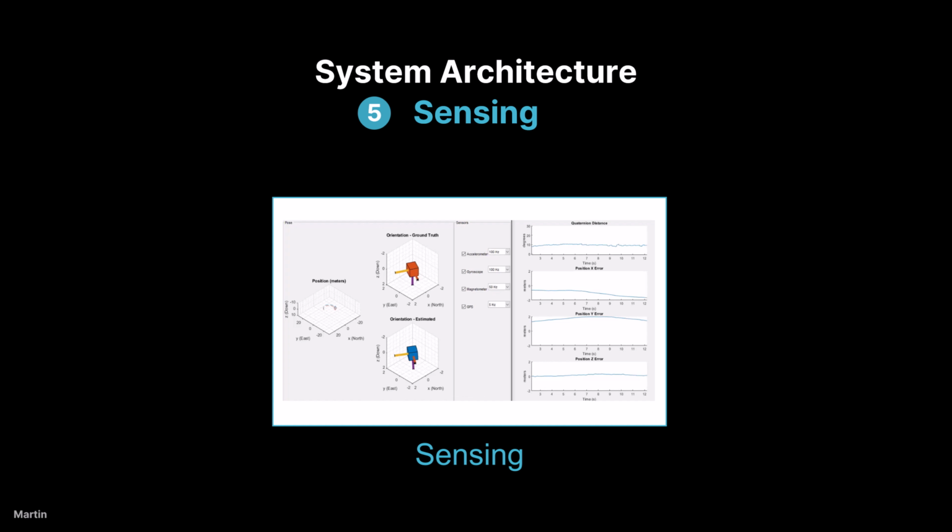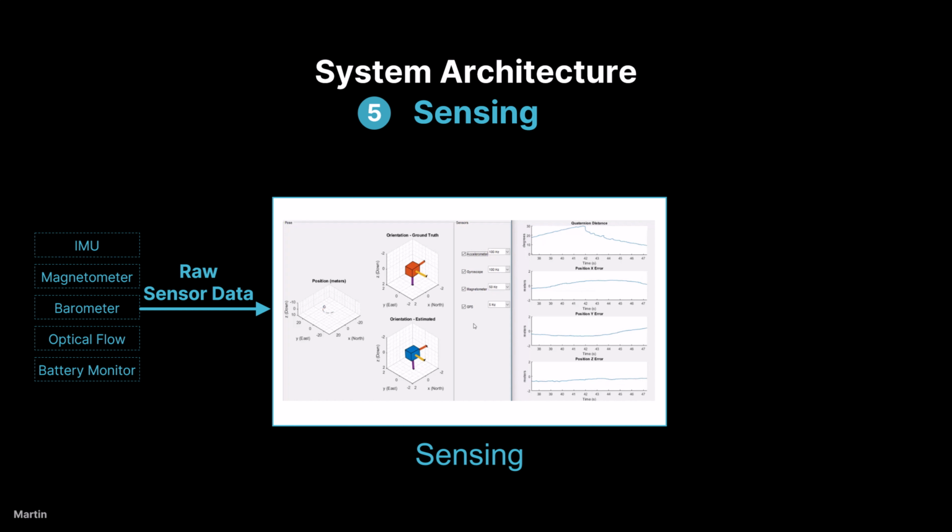The sensing subsystem employs sensor fusion algorithms to combine raw sensor data, enhancing accuracy and reliability. Filters such as the Kalman filter and complementary filter are used to reduce noise and refine state estimation. Additionally, data validation checks ensure sensor integrity and reliability, preventing errors from faulty or inconsistent measurements.